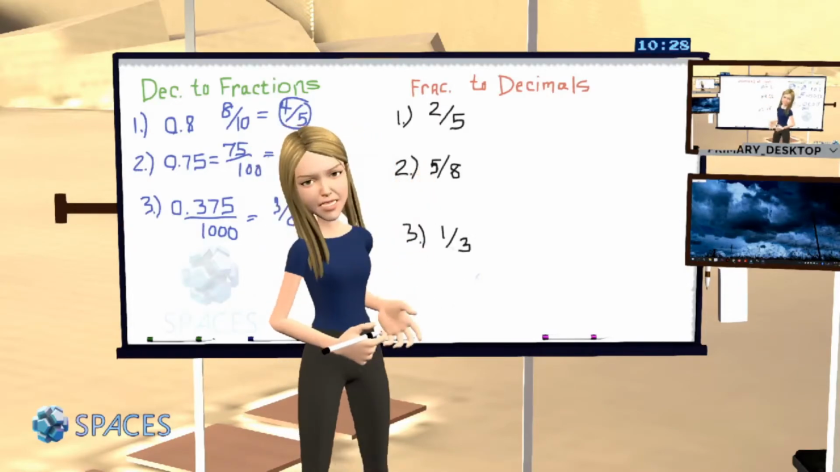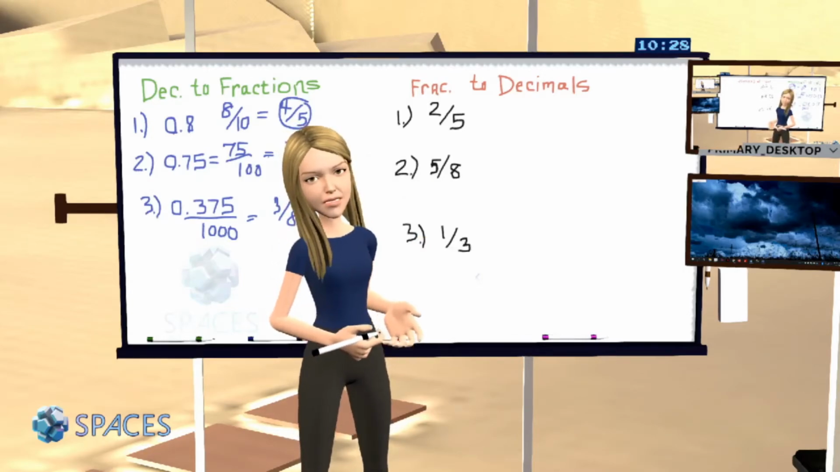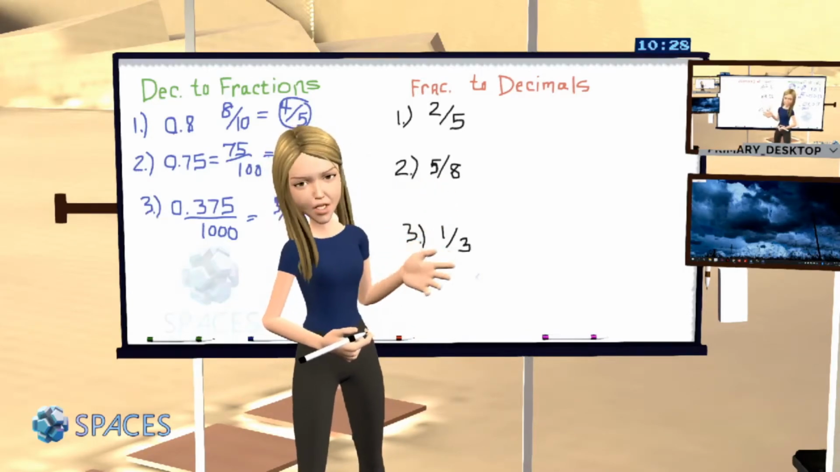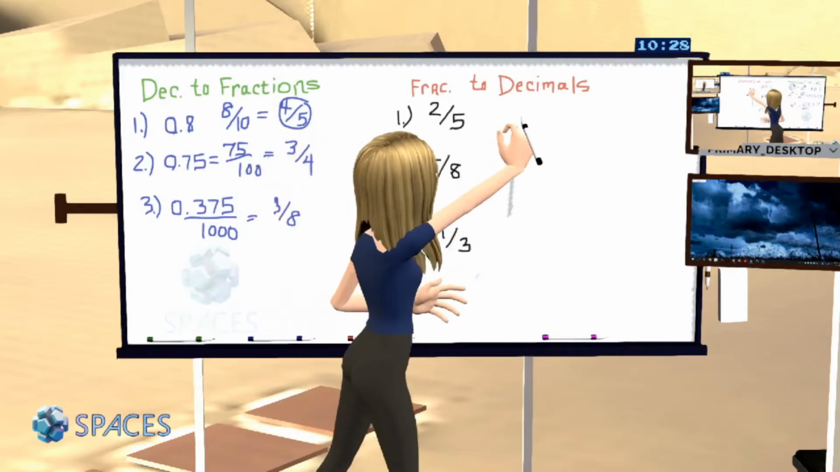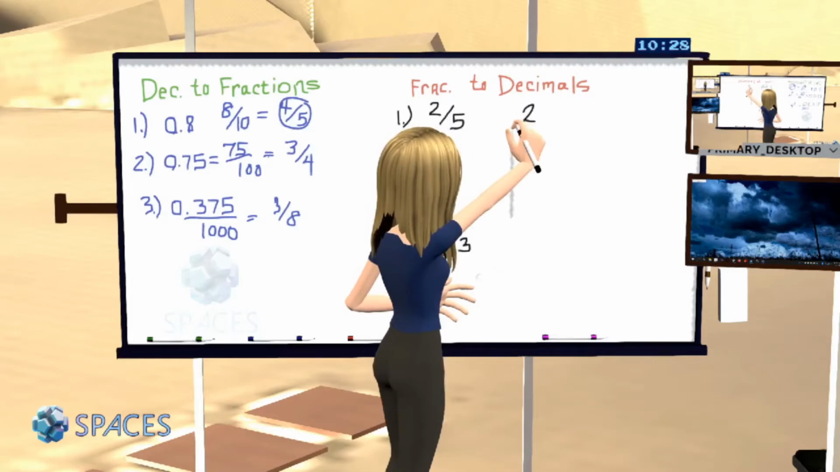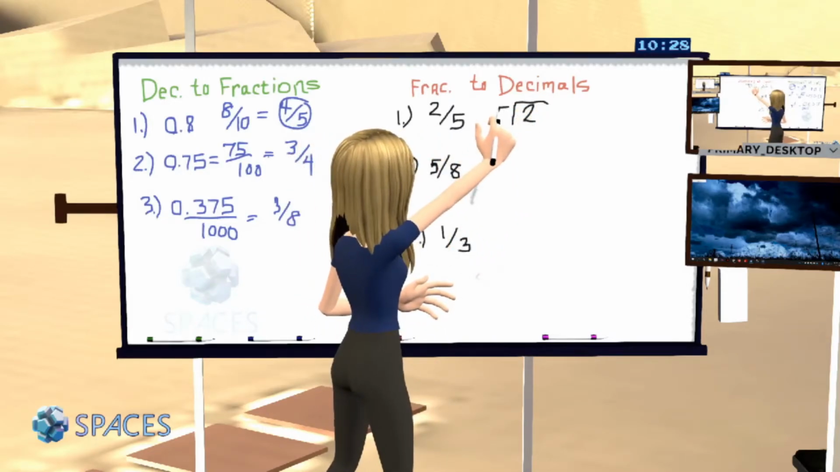Fractions to decimals. We have 2 over 5 as our first problem. So remember, fractions are a division problem. So the top number, 2, goes inside our division bracket, and the 5 goes outside.